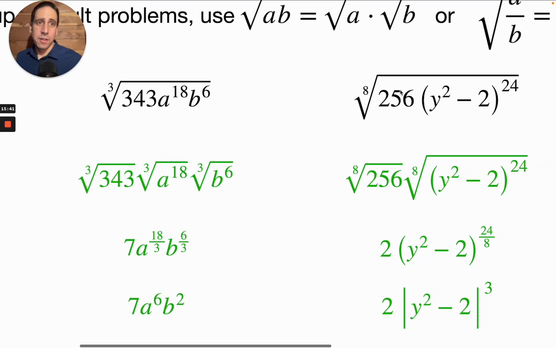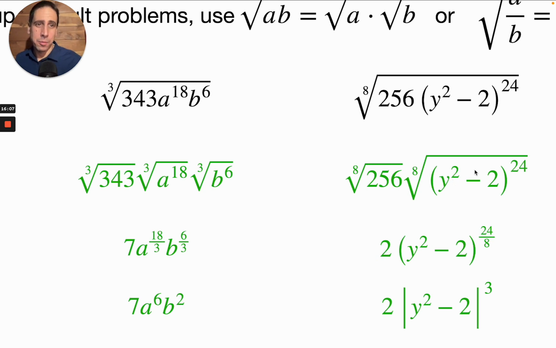Here, we've got two different things being multiplied, two different factors. We've got the number and we've got this variable expression right here. So I'm going to split them up. This is going to be the 8th root of 256. What number times itself 8 times is 256? Well, I'm going to guess 2. 2 times 2 times 2 times 2 times 2 times 2 times 2 times 2 does give you 256. So that's why this 2 is right here.